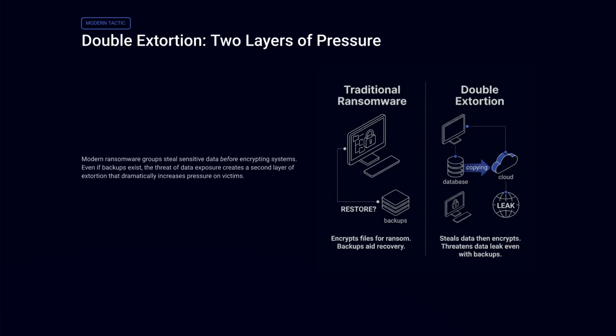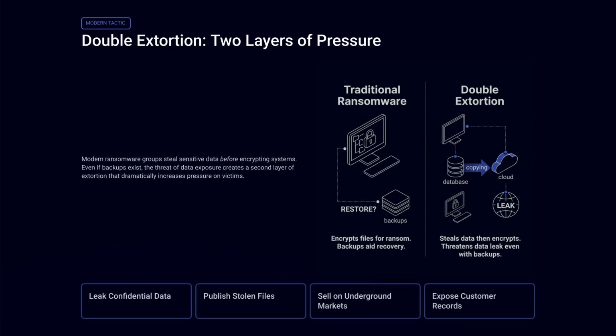Modern ransomware often includes a double extortion tactic, creating 2 layers of pressure. They steal sensitive data before encryption. Even if a victim has backups, the threat of data exposure compels them to pay. This stolen data can be leaked, published, sold, or used to expose customer records.